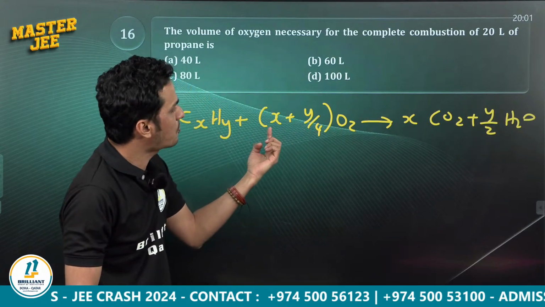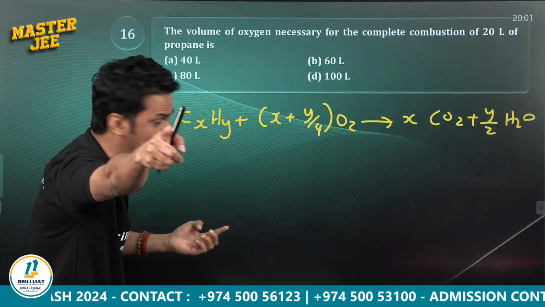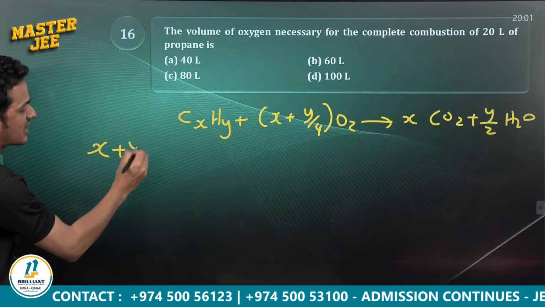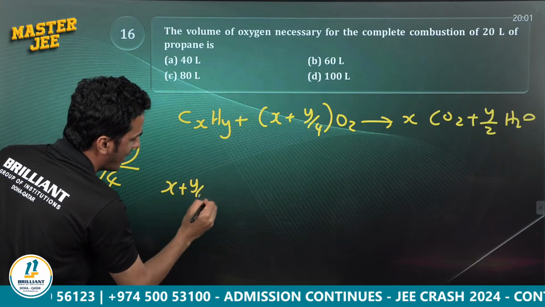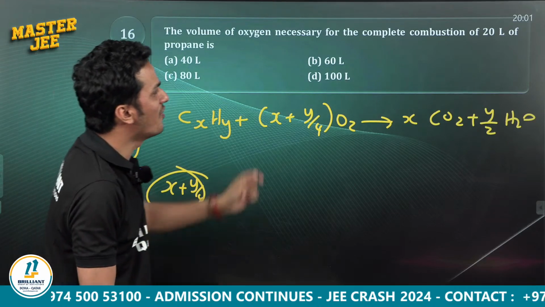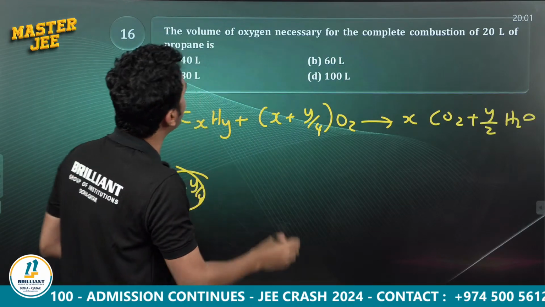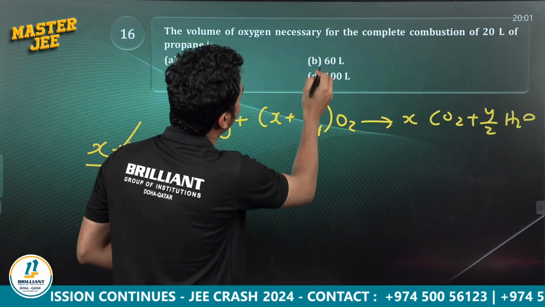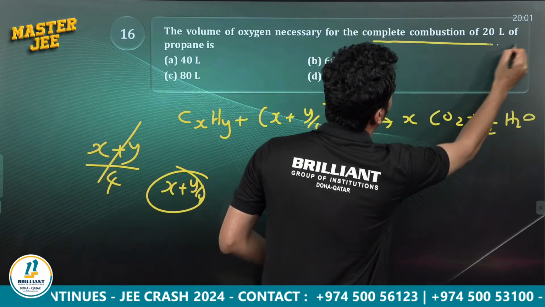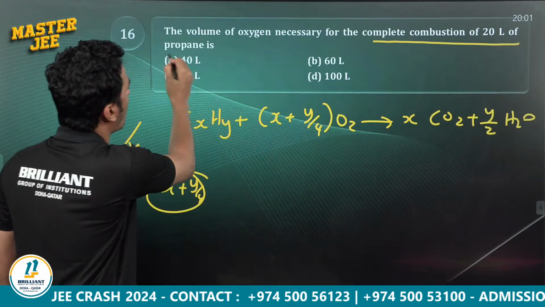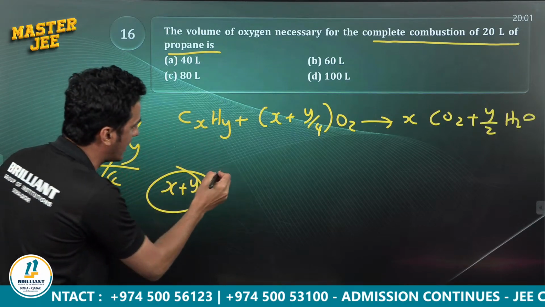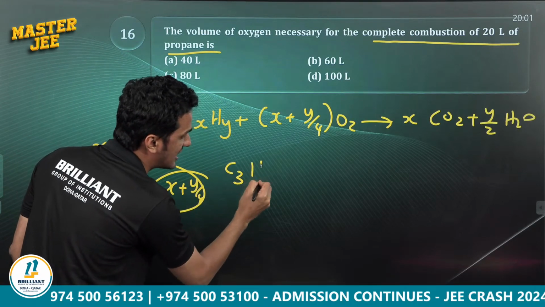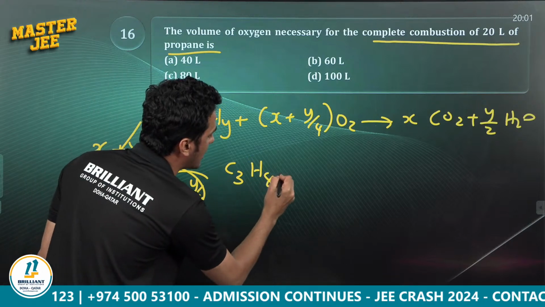Okay, and x plus y by 4. Listen to me very carefully. I am not writing x plus y, but x plus y by 4. Okay, this is the value. So while we are writing, here they are asking about the volume of oxygen necessary for the complete combustion of 20 liter of propane. Listen to me carefully. We have to write this one for propane. Propane means C3H8 is the propane.